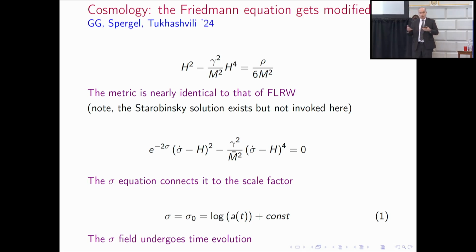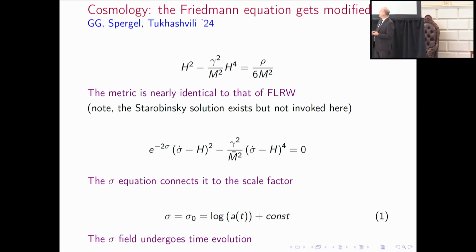But you can focus again on a homogeneous and isotropic universe as we do in cosmology, because we believe that's a good approximation. The data supports that it's a good approximation at very, very large scales, let's say 100 megaparsecs or so. So the moment you do that, you will see that the Friedmann equation gets modified.